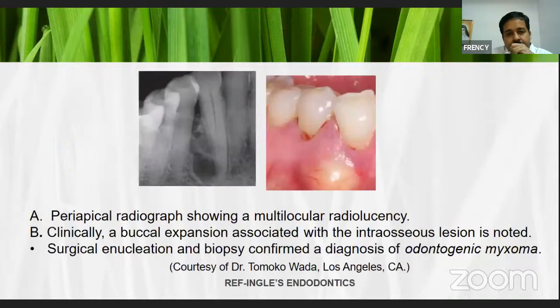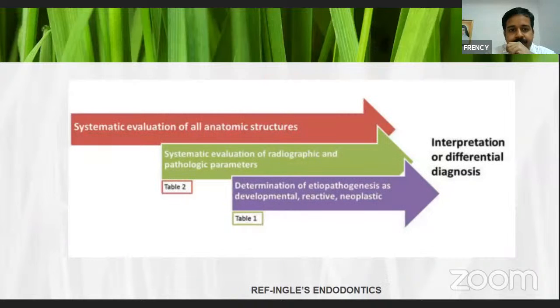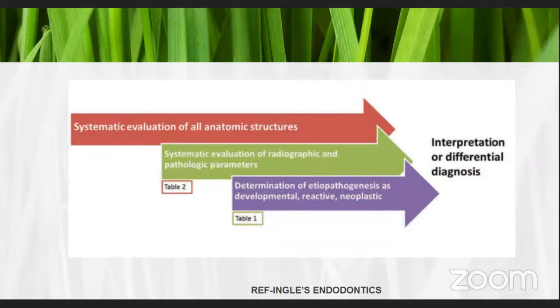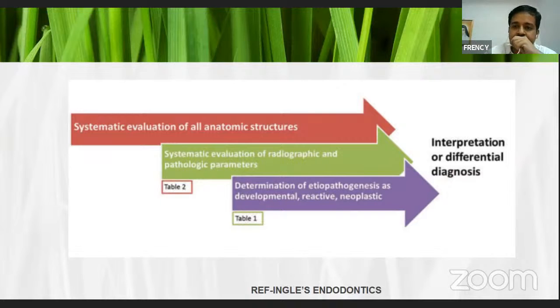Many times, other normal anatomical variants or other pathologies may mimic an endodontic lesion. So always check the vitality, use the tube shift technique, and always examine the lamina dura. All these factors will help to differentiate between a normal variant and lesions of endodontic origin, and also to differentiate lesions of endodontic origin from other pathologies. So systematic evaluation of all anatomical structures, systematic evaluation of radiographic and pathological parameters, then determination of etiopathogenesis of development, reactive and neoplastic, will help in the differential diagnosis.